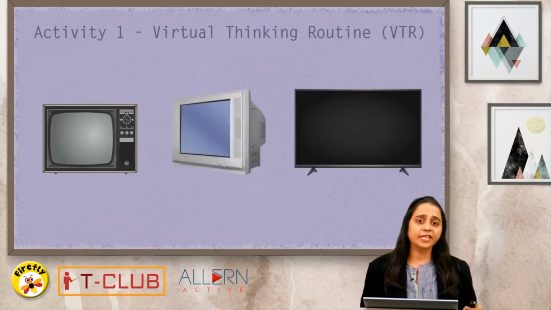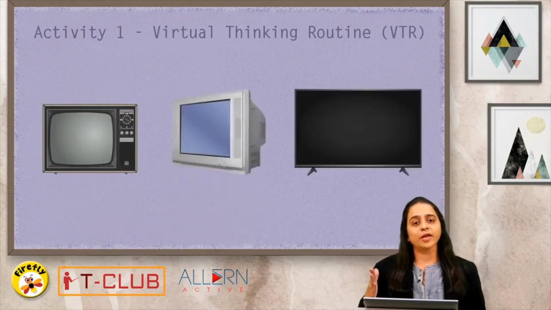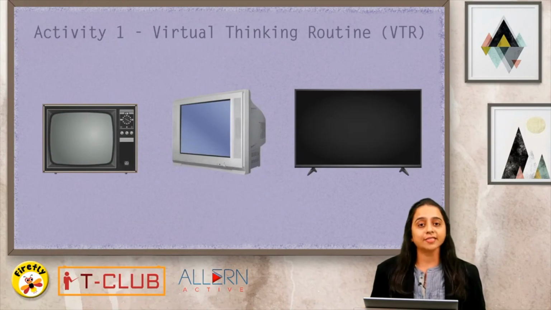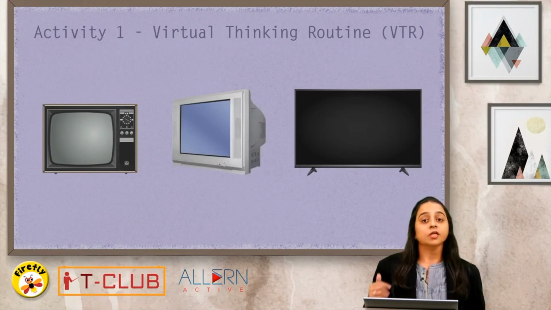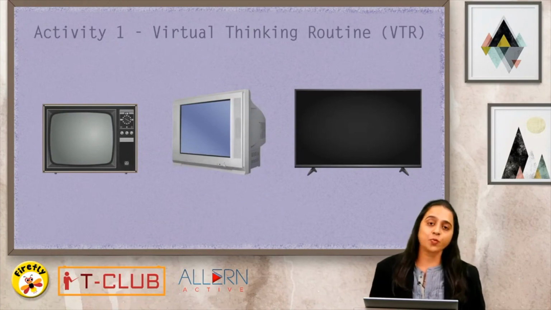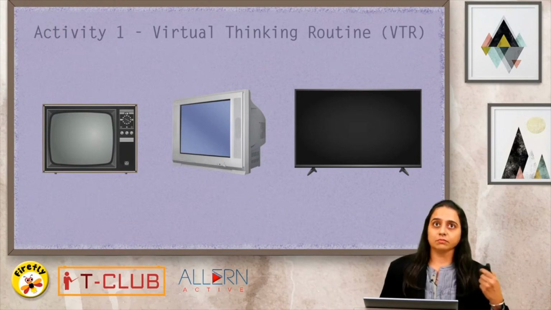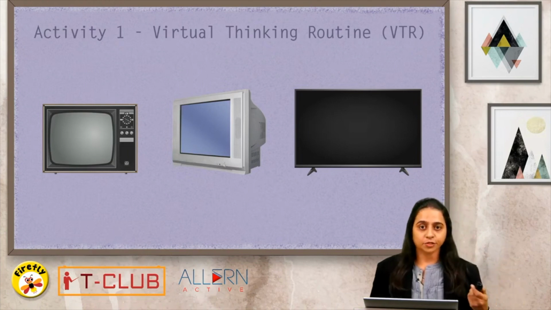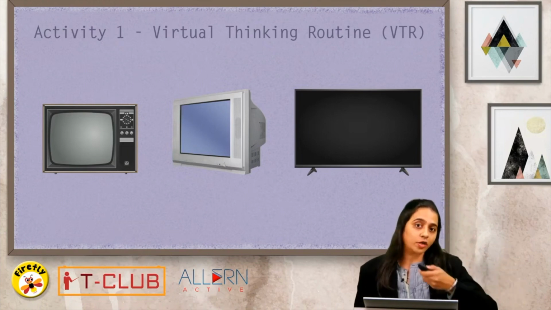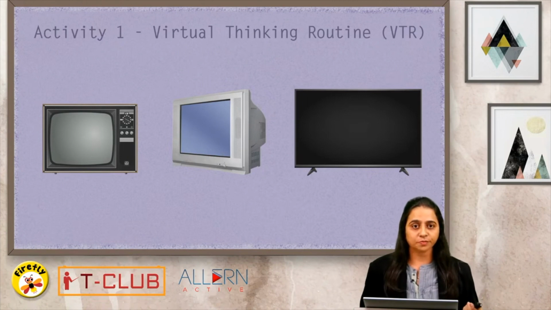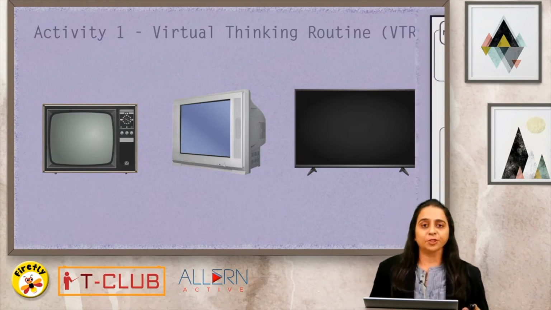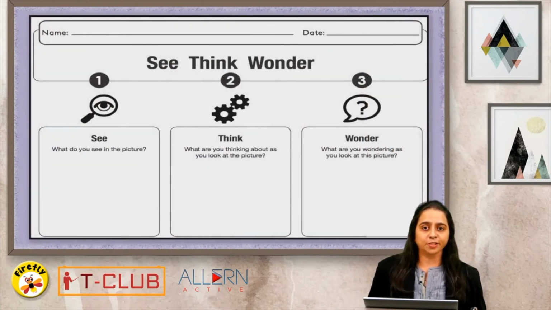In this type of thinking routine, we show one image to the children. We ask them to observe the image. The image that we choose is very important here. It should lead children to think, it should open their minds towards questions and what the picture is trying to talk about. After showing the picture, we give them a template to fill.